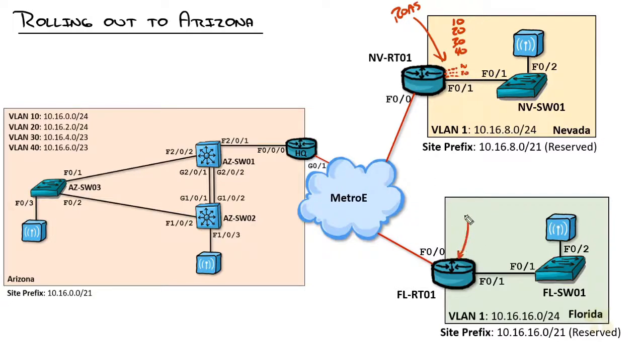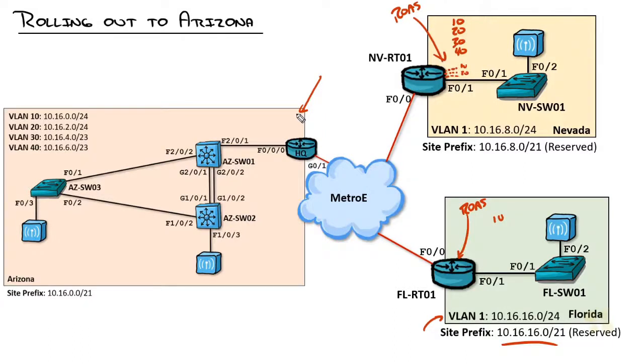And behind the scenes, I got that configured on our Florida router as well. Same VLAN deployment using subnets from this site prefix, pretty fantastic. But I said, we're gonna come back to Arizona and do it later. Now's that time. So, taking a look at Arizona, there's two ways that we could approach it.